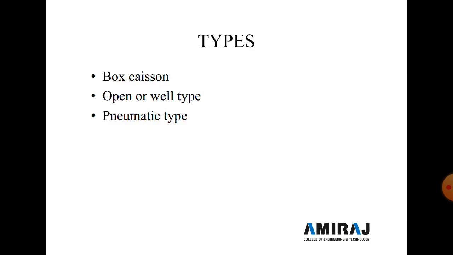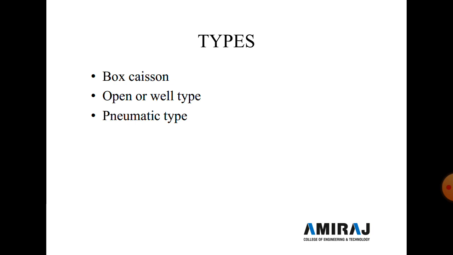Here the types of the caisson are given. There are three main types of the caisson. First is the box caisson, second is the open or well type caisson, and third is the pneumatic type caisson. The box caisson is open at the top and closed at the bottom. The open or well type caisson is open at the top and bottom, both sides open. And the pneumatic caisson is closed at the top and open at the bottom.